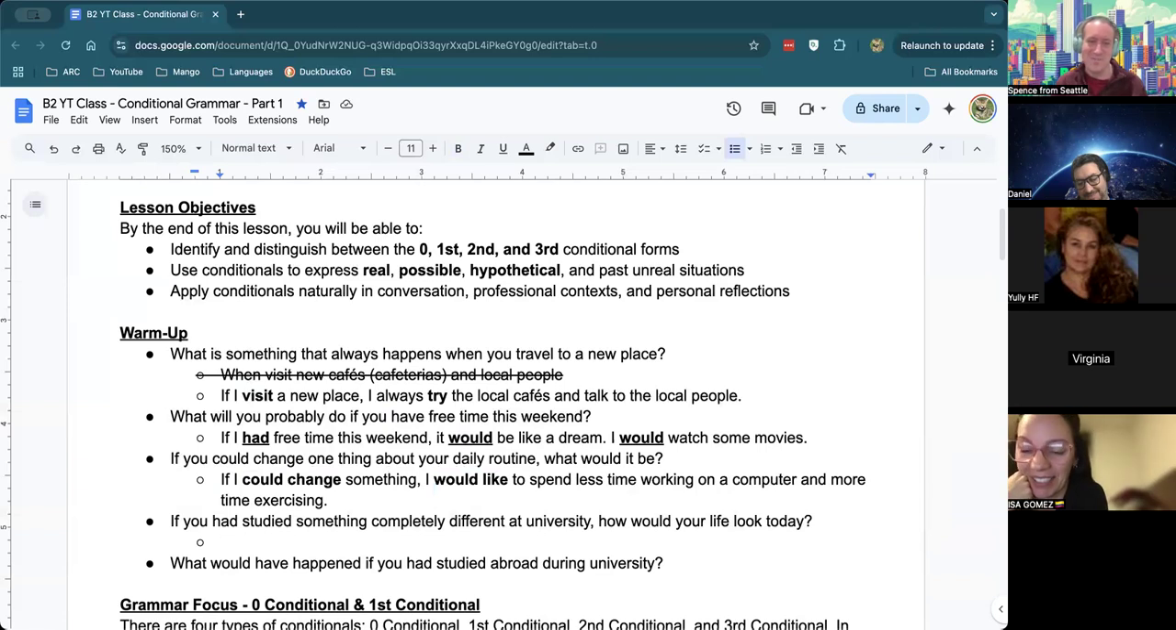Okay. So obviously we want to mix the fun with the grammar. So what would be the grammar? How would you express what would have happened if you had studied music instead? How would you say that? Yeah, how would you say it with a full sentence? If I have studied something completely different at university, could be a famous musician.